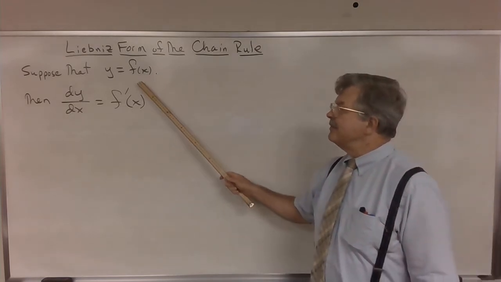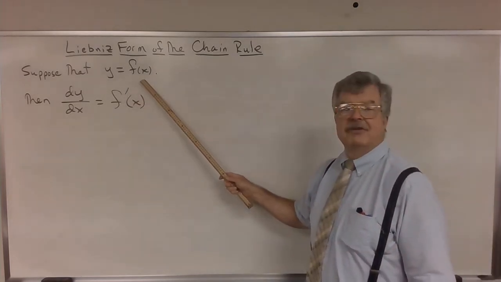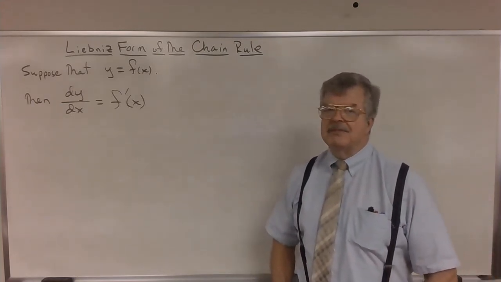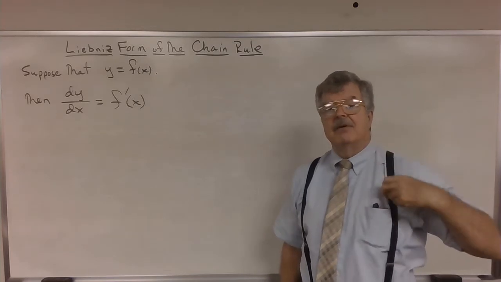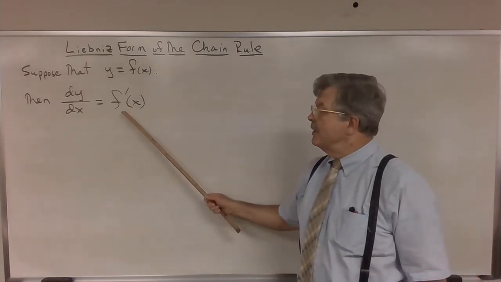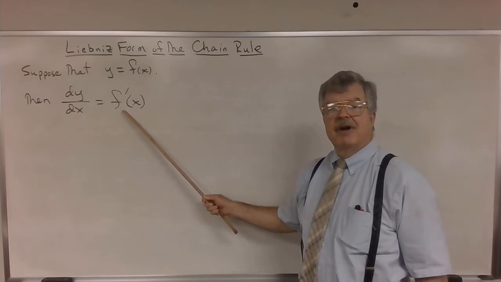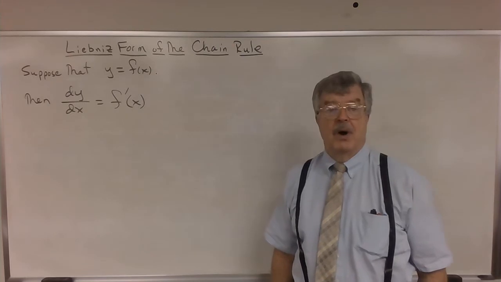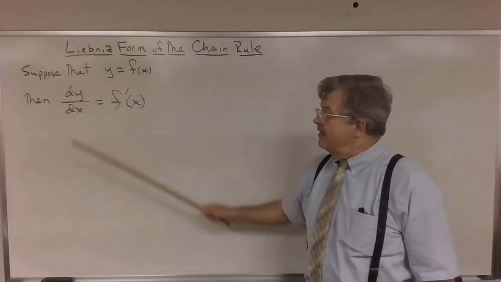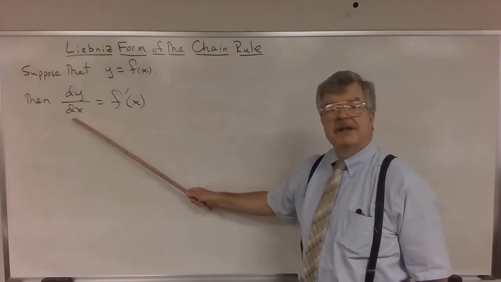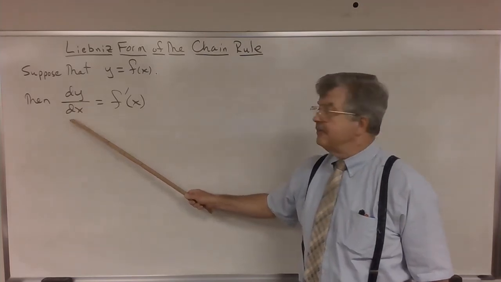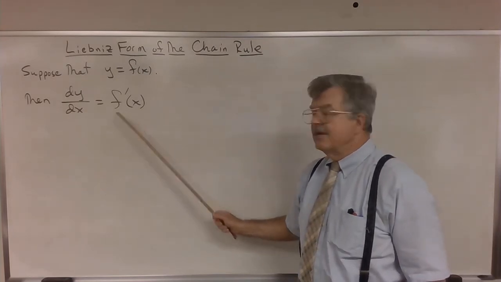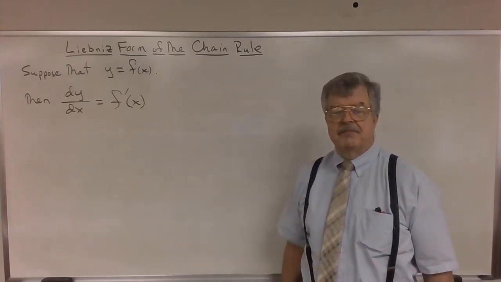Let's start out by saying that y is a function of x, y equals f of x. Remember from not too long ago, maybe a week ago, that one way of denoting the derivative is f prime of x. Another way of denoting the derivative is y prime of x. And then we have this way of notating the derivative, dy dx. These two symbols mean exactly the same thing.